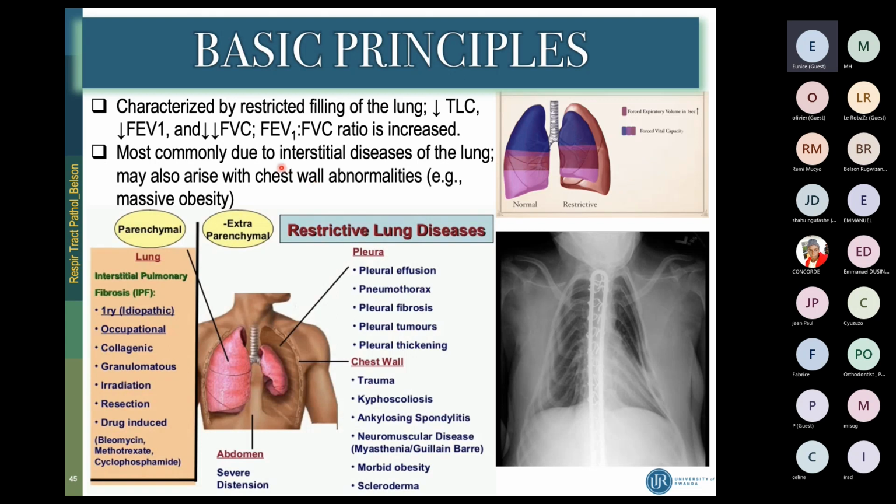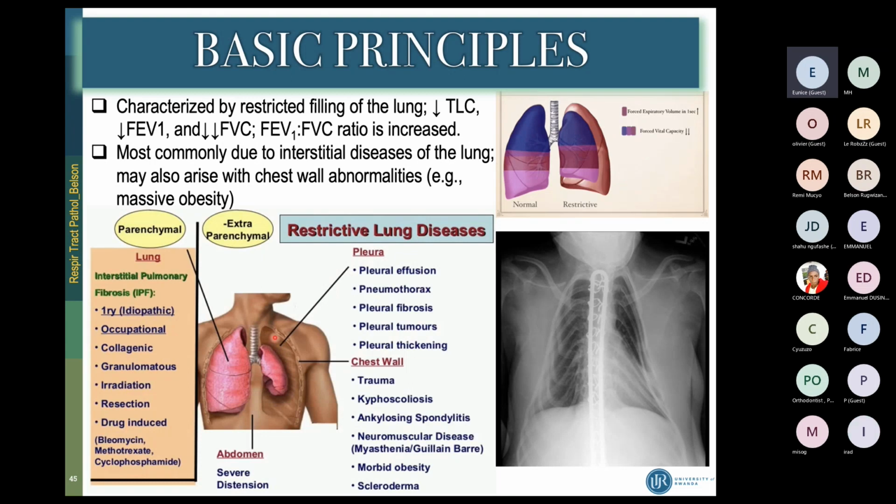So most commonly is it due to interstitial diseases of the lungs, but may also rise with chest wall abnormalities such as massive obesity. Umuntu obese cyane akagira ibinure mu byinshi hano imbere, hanyuma bigasunikira igihaha kikaba. So you see on this diagram how this left lung it became very small because there is something here. Maybe it is a fluid or fat in obese people, which is there.